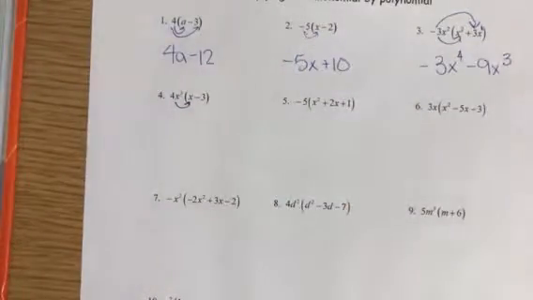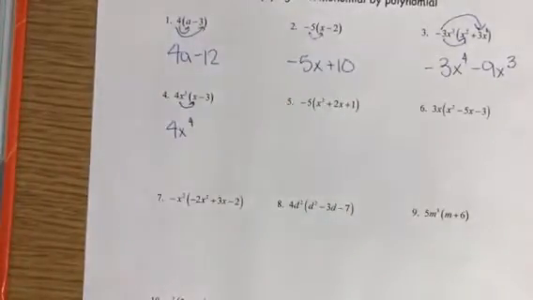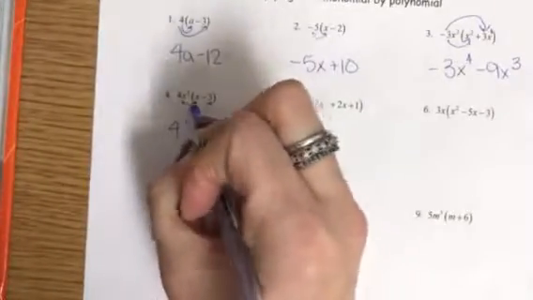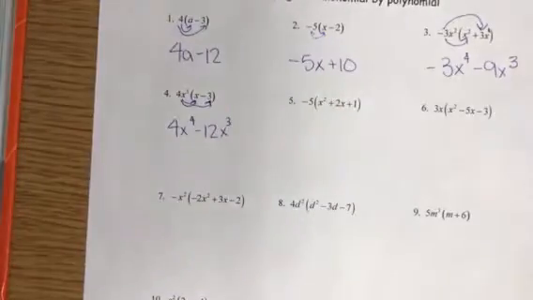Number 4, 4x to the 3rd times x is going to give us 4x to the 4th. And we'll distribute here. 4 times that negative 3 will give us a negative 12. There's nothing to go with that x, but it does still come along. So our final answer will be 4x to the 4th minus 12x to the 3rd.